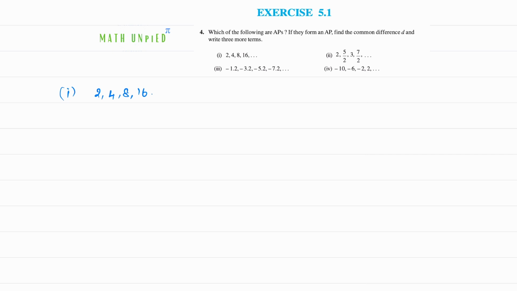The series is 2, 4, 8, 16. So we have to find the difference between successive terms and verify if they are equal. So first we'll find A2 minus A1. So D equals A2 minus A1, which is equal to 4 minus 2, which is equal to 2. So D equals 2 for the first two terms, 2 and 4.